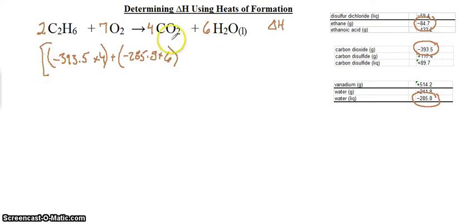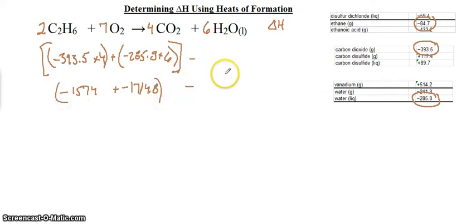Now I add all of these together, and I'm going to subtract from that then my reactants. But let me, as long as I have this up here, let me do this. Negative 393.5 times 4. I did this a moment ago, and if I did this correctly, I believe this is negative 1574. And I believe that this, if you go through the math here and take the negative 285.8 times 6, is negative 1714.8. And so I'd add those together. And I'm going to subtract from that my reactants.